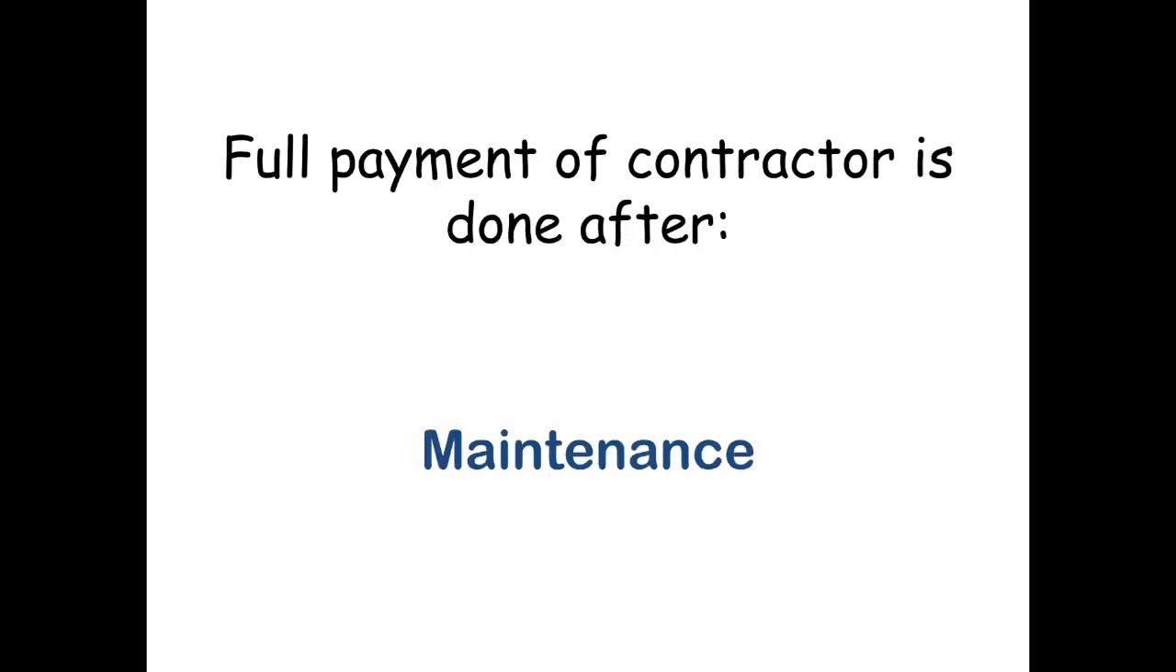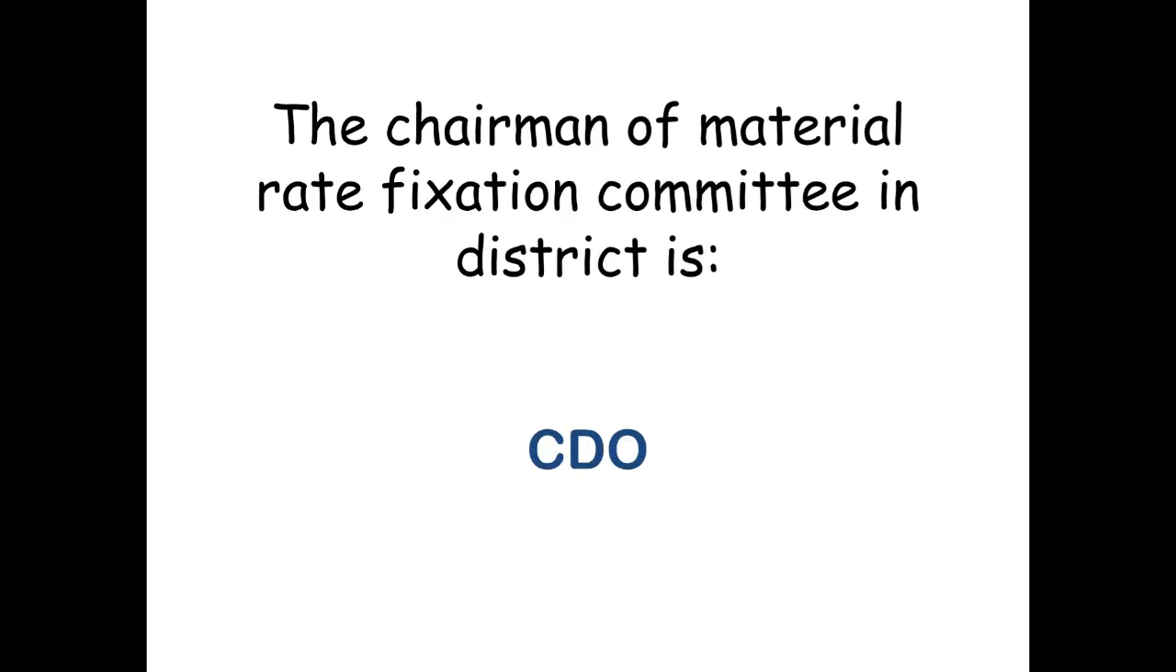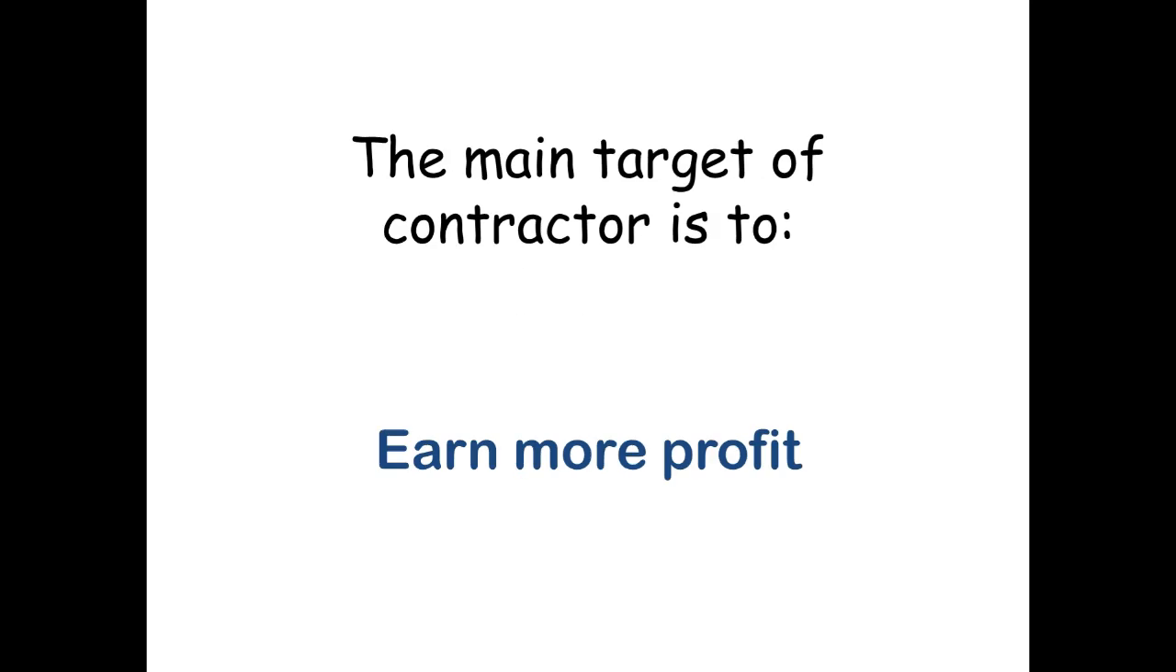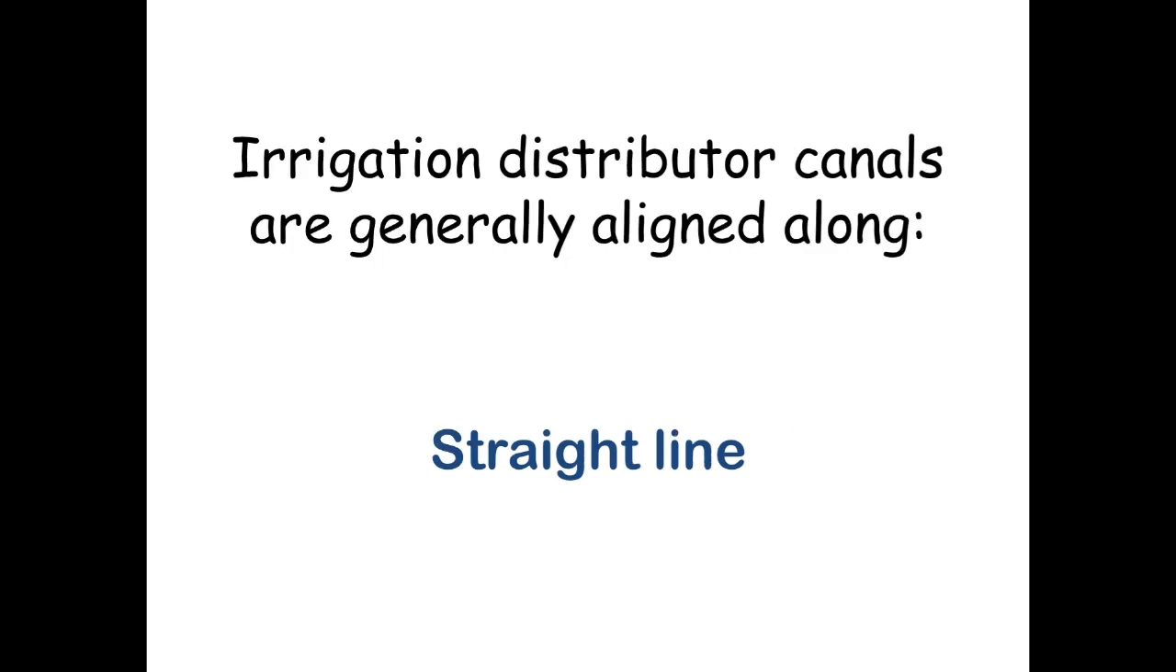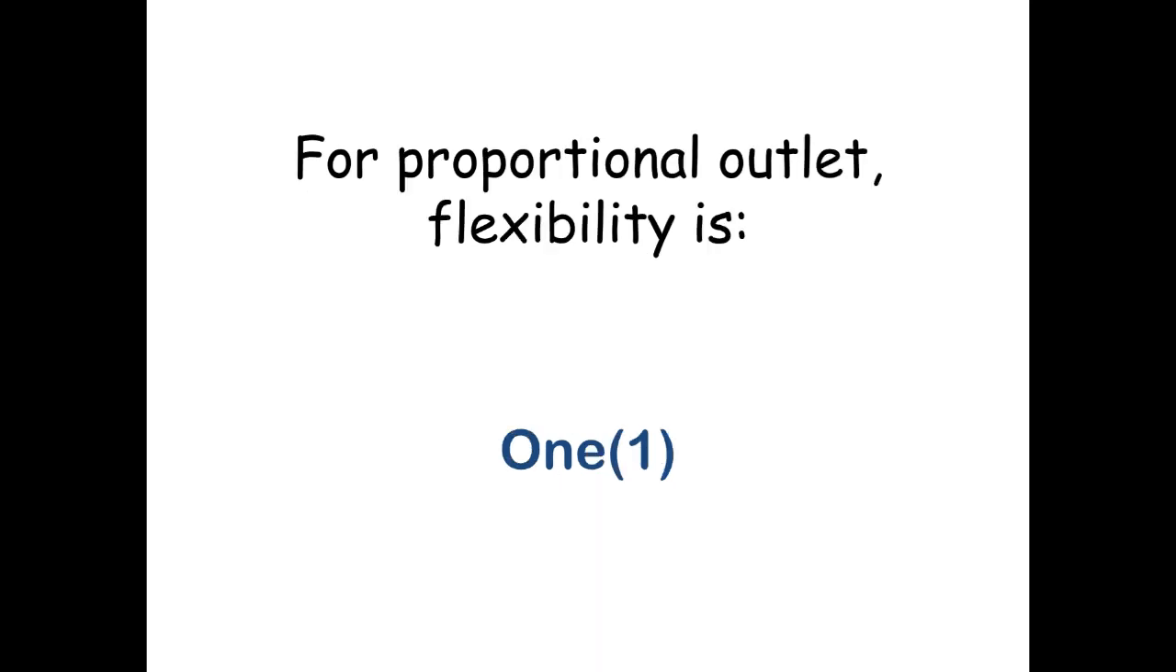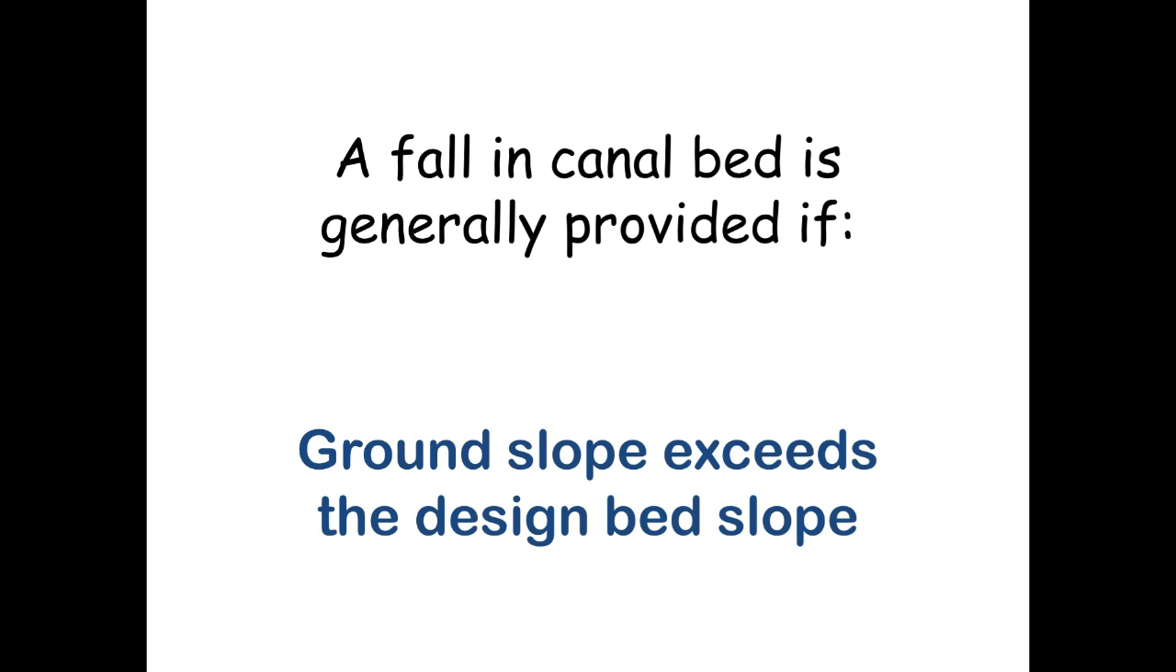Full payment of contractor is done after maintenance. The chairman of Material Rate Fixation Committee in district is CDO, Chief District Officer. The main target of contractor is to earn more profit. Irrigation distributary canals are generally aligned along a straight line. For proportional outlet, the flexibility is 1. A fall in canal bed is generally provided if ground slope exceeds the design bed slope.